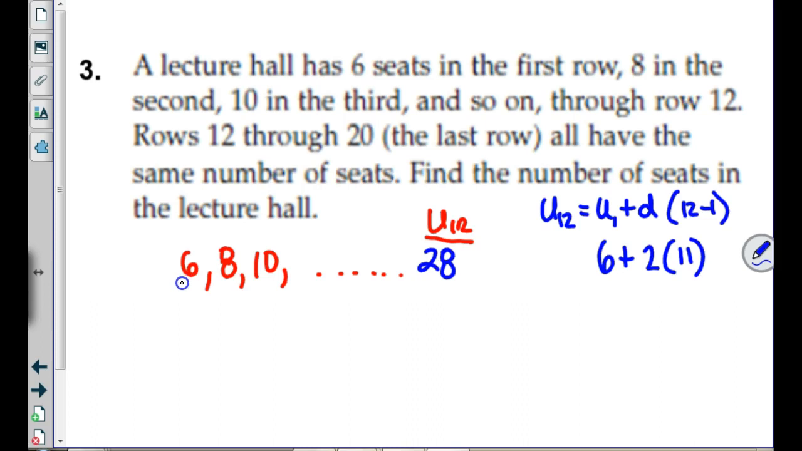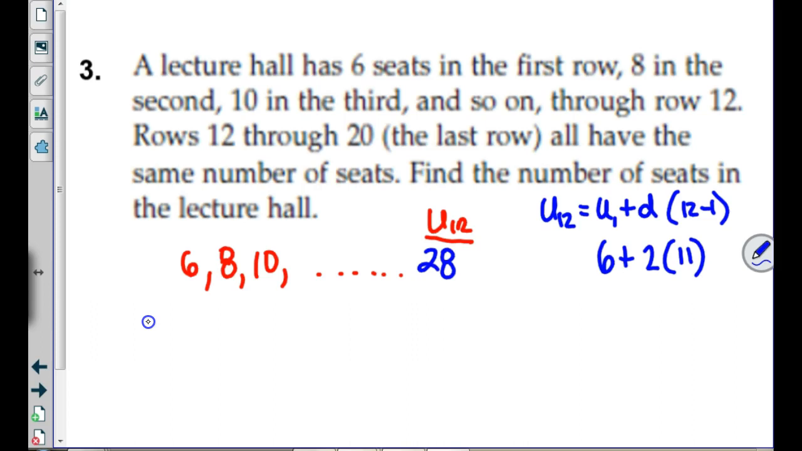Now, we're going to eventually need to find how many seats that was altogether, right? But how many more? We got to be careful. If we count row 12 there, then we can't count row 12 again, right? So how many more rows are there? 13, 14, 15, 16, 17, 18, 19, 20. There are 8 more rows.